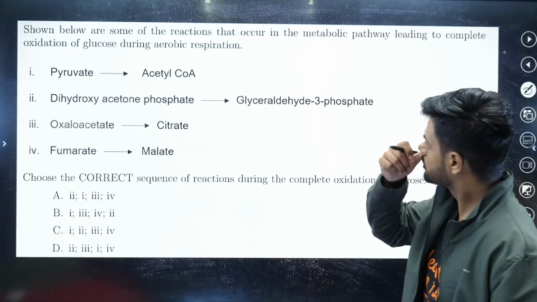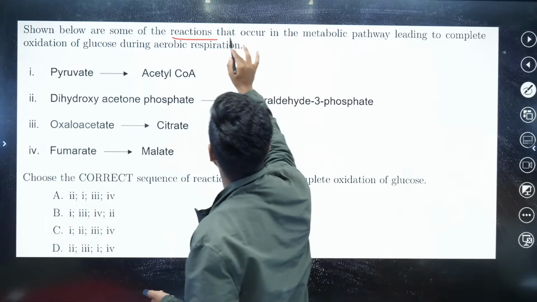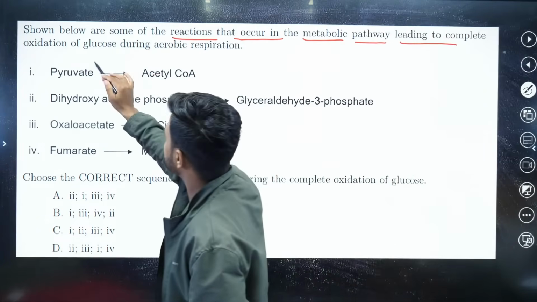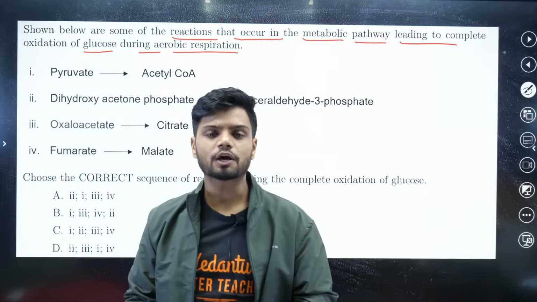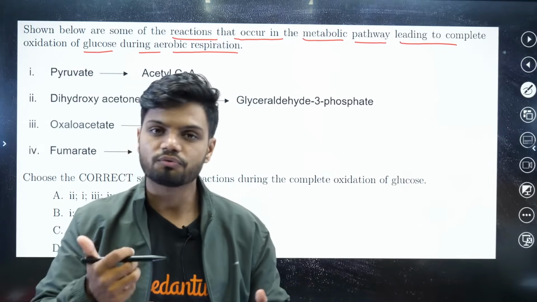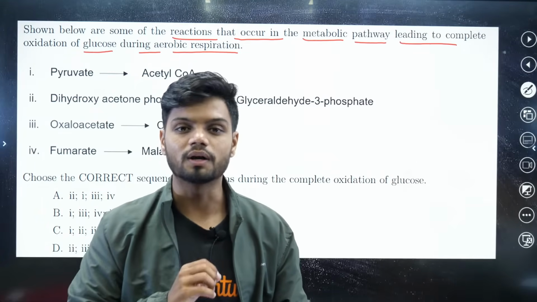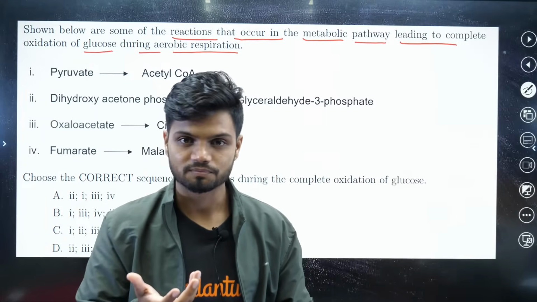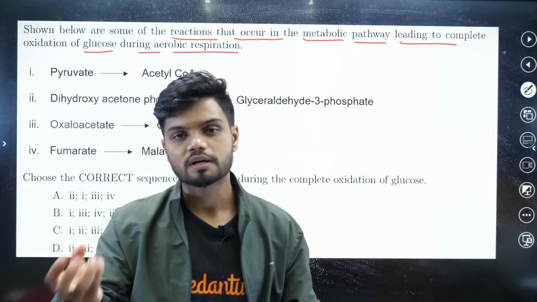Next question. Shown below are some of the reactions that occur in the metabolic pathway leading to the complete oxidation of glucose during aerobic respiration. During aerobic respiration, the glucose undergoes multiple steps. The first step happens in the cytoplasm, that is called glycolysis. The second step is the link reaction. Then we have the Krebs cycle. Then we have the electron transport system.